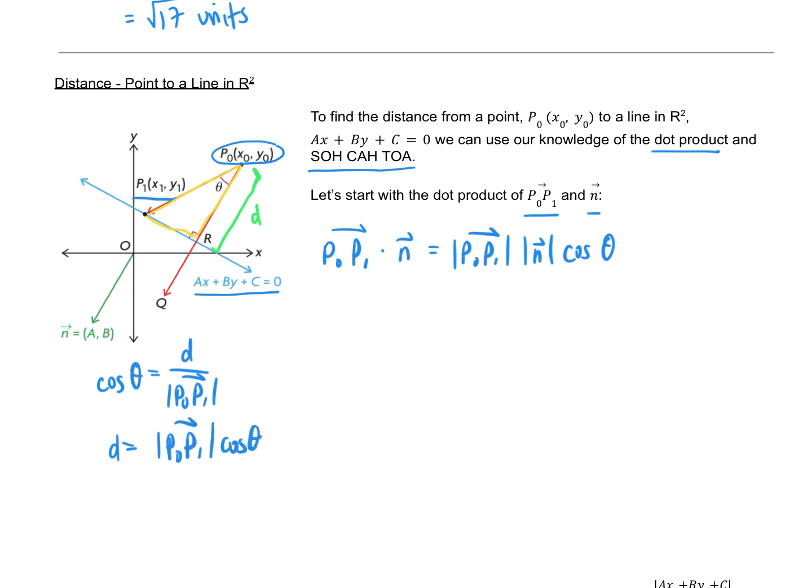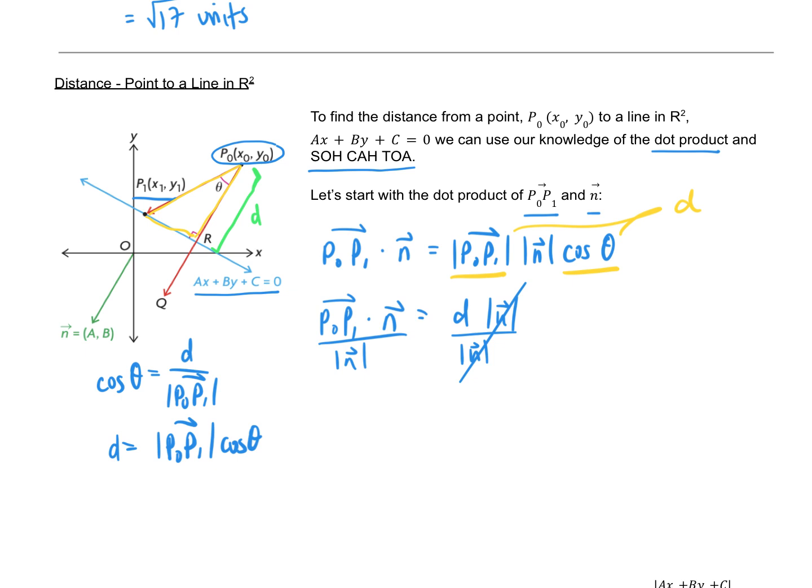And actually, if you look at your dot product, we have those elements on that right side. So this here represents the distance. So I can rewrite this dot product as the distance times the magnitude of the normal. Well, now I can divide both sides by that magnitude. And here is what I have for my distance: the dot product between P naught, P1 vector and the normal divided by the magnitude of the normal.